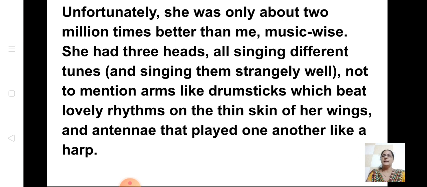So he's telling she sang 2 million times better than him. Music wise, it was better. And how many heads did that lark contestant have? She had 3 heads, all singing in different tunes. So 3 mouths she will have. 3 heads means 3 mouths. All 3 heads were singing 3 different tunes, and thus it was very strangely well, he's telling.